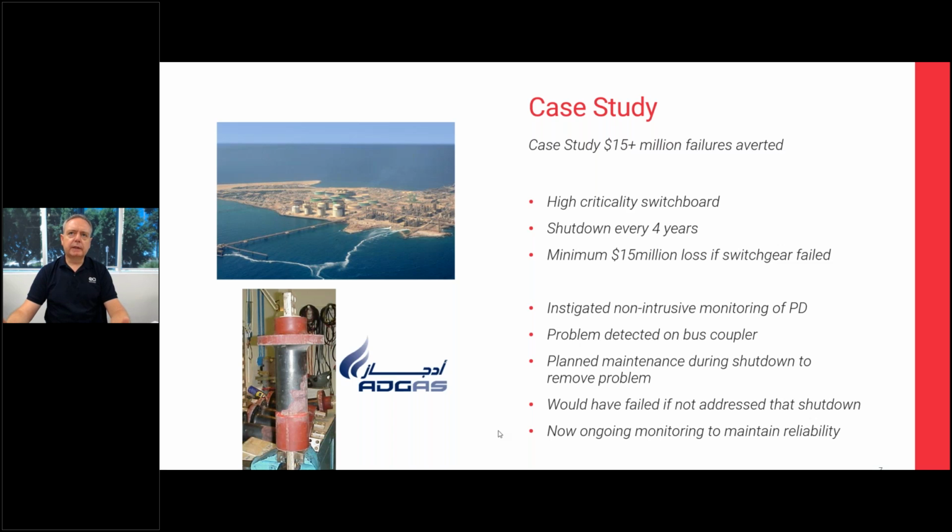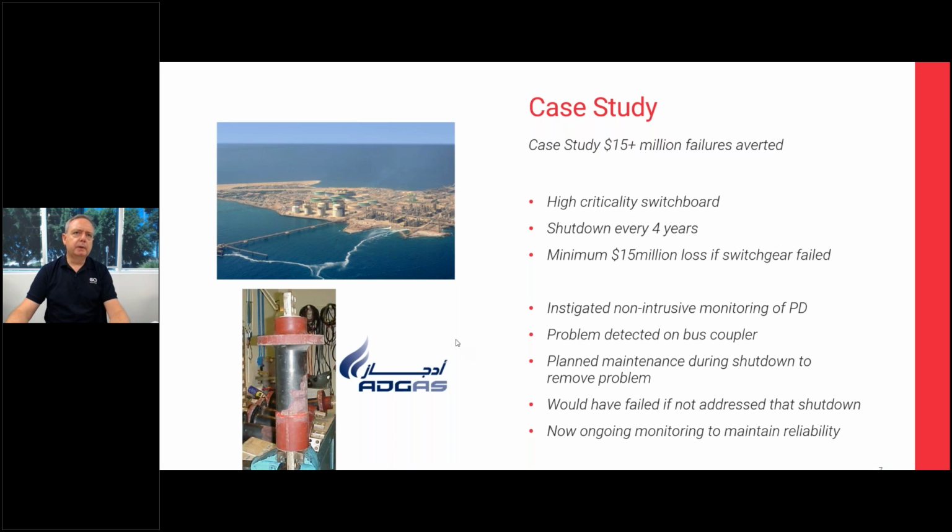So prior to that shutdown happening, they were able to get themselves ready. They had spare components purchased and ready to go. They targeted the activity. So they opened up the bus bar and the bus coupler area, which is something that they would not typically have done during the maintenance period. So they were ready and in a position where they could go after that issue during the shutdown.